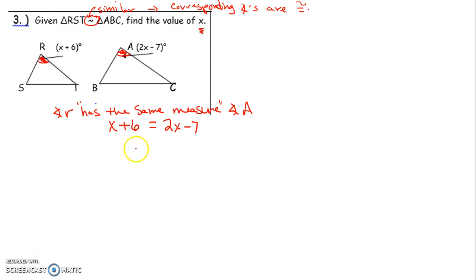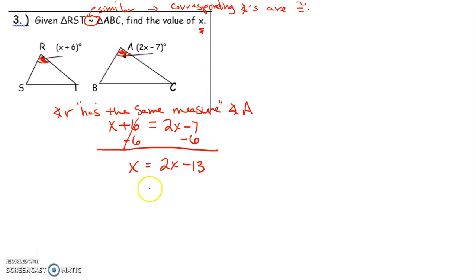So I'm going to move all of my constants to the right, all of my x values to the left. And again, you might choose to solve this differently. This is how I would personally solve it. What's the opposite of addition? Subtraction. So I'm going to subtract 6 on the left. If I subtract 6 on the left, I subtract 6 on the right. So I have x equals 2x minus 7 minus 6 more is a minus 13.